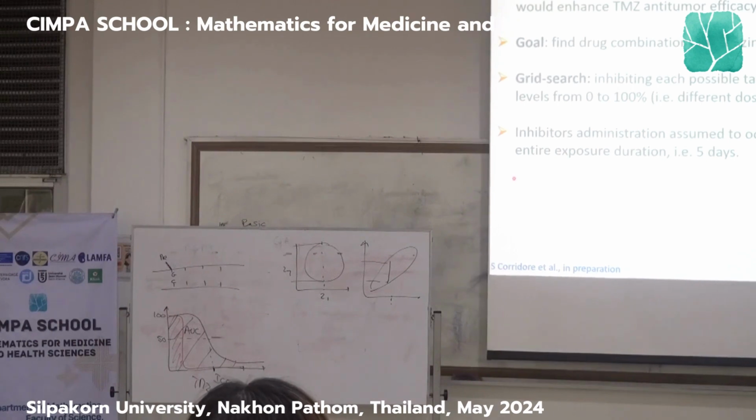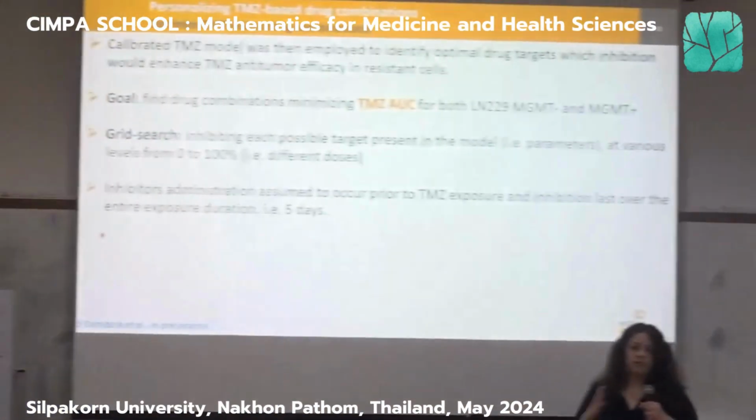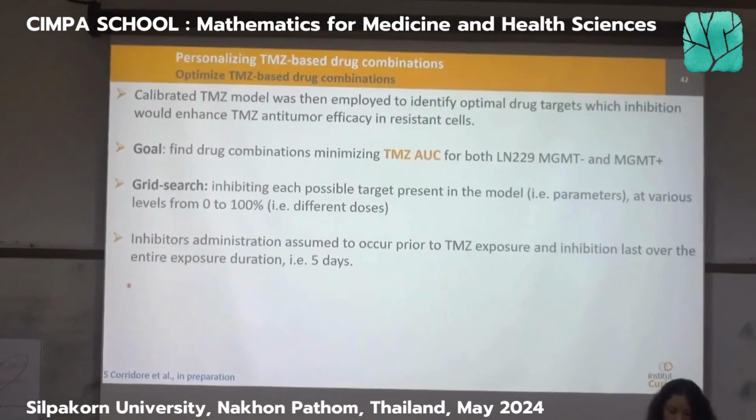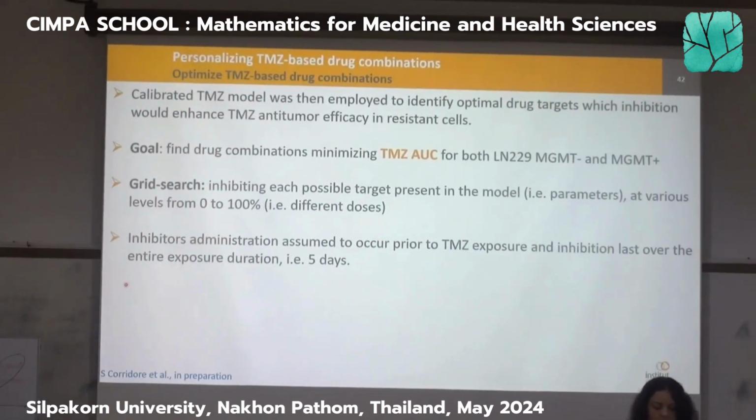So here we haven't done a proper optimization, we have just done research. Basically what we have done is that we have selected all the relevant parameters. So for instance, I can select the rate of repair of MGMT, and this parameter, I will change it proportionally to the dose of the inhibitor. So I just said, okay, I change it from 0 to 100% of the value. So basically, for each parameter, you try different values from 0 to 100% inhibition.